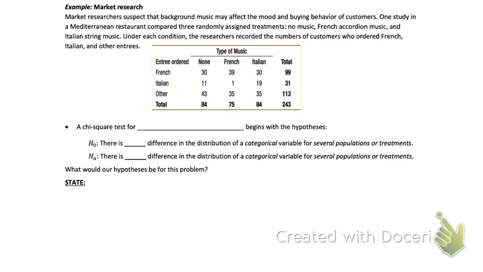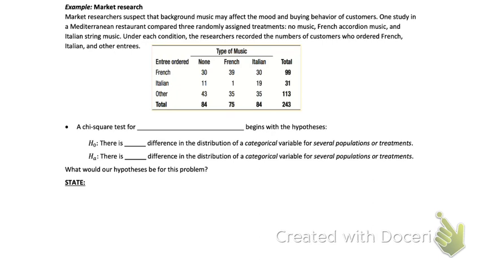So here's the example that's going to take us through these notes. Market research suspects that background music may affect the mood and buying behavior of customers. One study in a Mediterranean restaurant compared 3 randomly assigned treatments: no music, French accordion music, and Italian string music. 3 different treatments, so we're going to look at these as 3 different populations. There's 3 different things going on here. Under each condition, the researchers recorded the number of customers who ordered French, Italian, or other entrees. So here is our data.